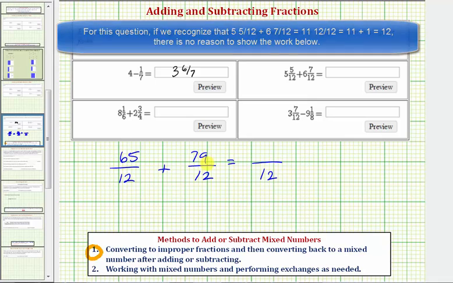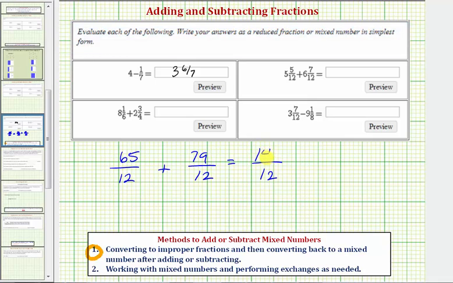65 plus 79 is equal to 144. Notice how this improper fraction does simplify. There's a common factor of 12 here, so we could divide the numerator and denominator by 12. Or maybe you recognize that 144 divided by 12 is just 12. Either way, if we simplify here, we end up with 12 over 1, or 12 divided by 1, which equals 12. So the sum of these mixed numbers is 12.